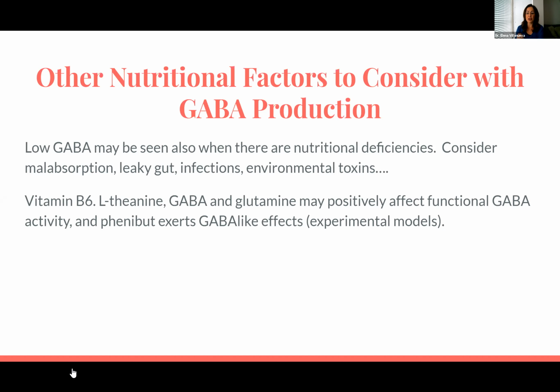And if we are deficient in any of these things, we need to take a few steps back and figure out why we're deficient. Are we having malabsorption issues, maybe secondary to leaky gut? Are we having infections, environmental toxins, heavy metals? What else is going on that is causing the lack of other nutrients that are needed, perhaps to make our GABA?